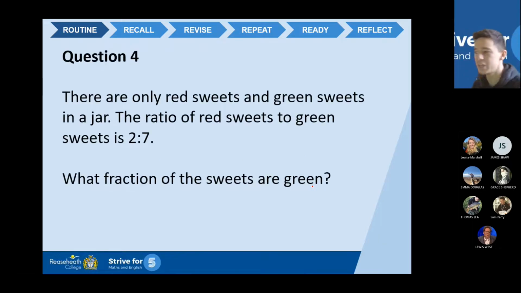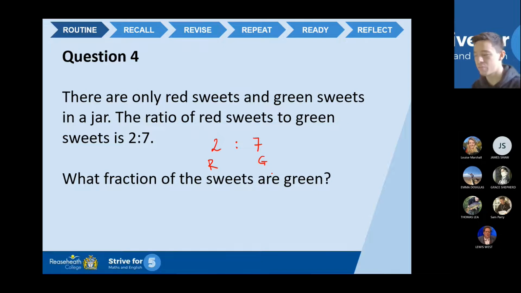There are only red sweets and green sweets in a jar. The ratio of red sweets to green sweets is 2 to 7. What fraction of the sweets are green? So here we have the ratio of red sweets to green sweets is 2 to 7. So 2 to 7. I'm going to write this out a little bit bigger, 2 to 7. And it's red to green. So R to G, red to green, okay?